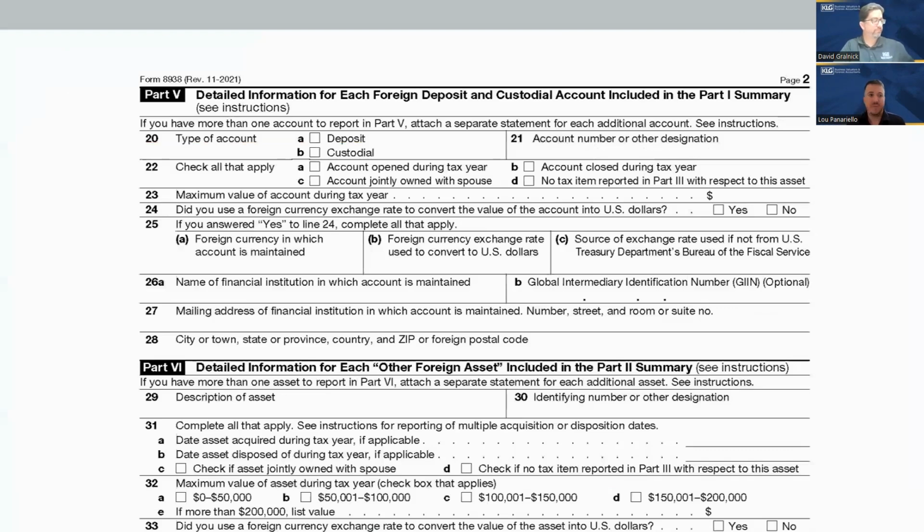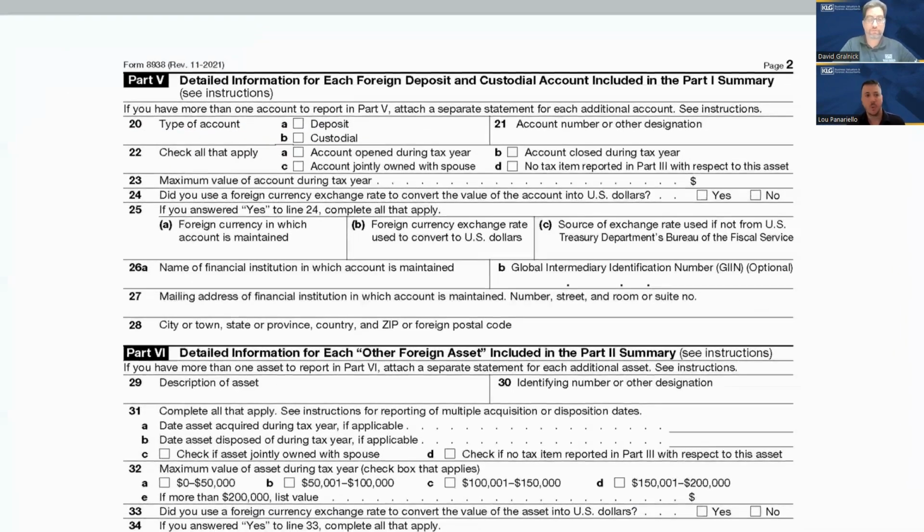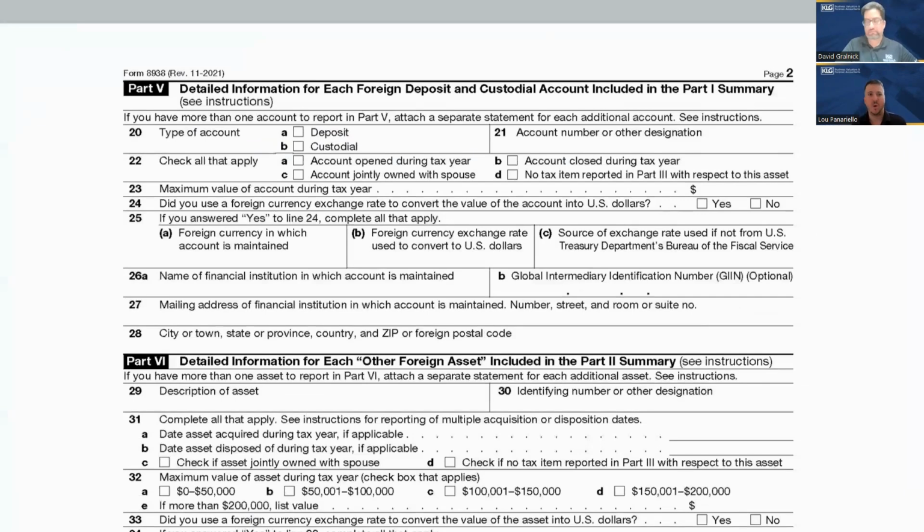So Part 5 at the top here, these are where the bank accounts are reported. They call them foreign deposit accounts. So if you're working with bank accounts, you're going to want to look here. It's going to give you the financial institution, the type of account, the account number, the currency that the account is in, the country that the account is held in. So it's a lot of good information to get started on finding those foreign assets.